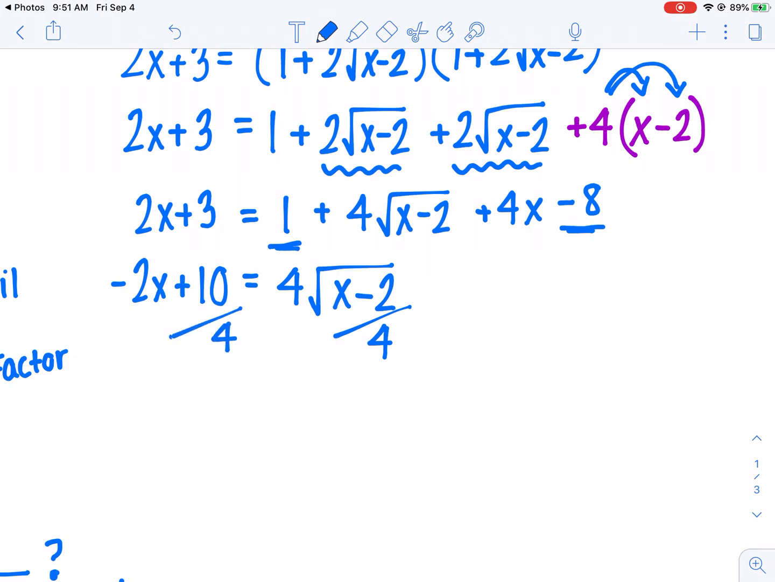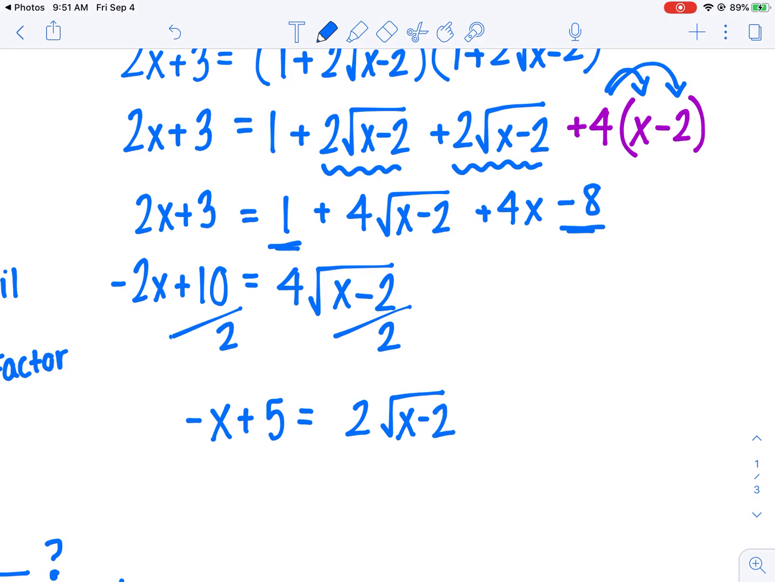Oof, if I do that, I'm going to get some fractions on the left. Not ideal. Instead, what if I divide by 2? This will at least make my answers a little more simplified. I would end up with negative x plus 5 equals 2 square root of x minus 2.